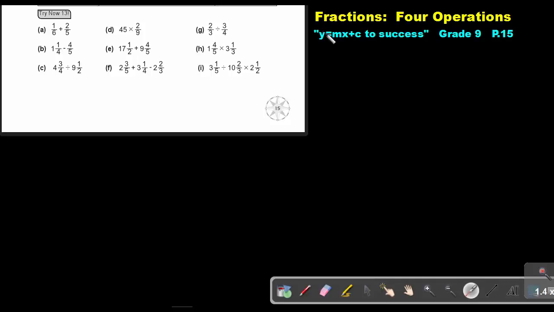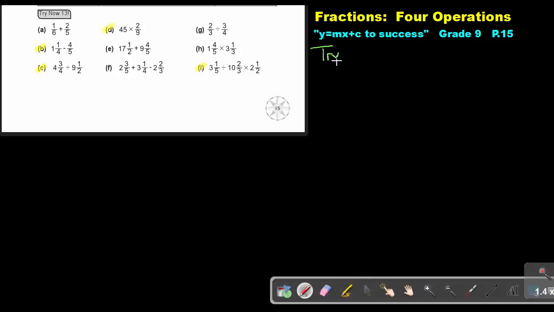Part 12. We are going to continue with fractions and the 4 operations. You will find this on page 15 in the Namibian Mathematics Grade 9 textbook, y equals mx plus c to success. I want you to do for me number B, number C, number D, number I. Stop the video, and as soon as you are finished, you can continue with the video.